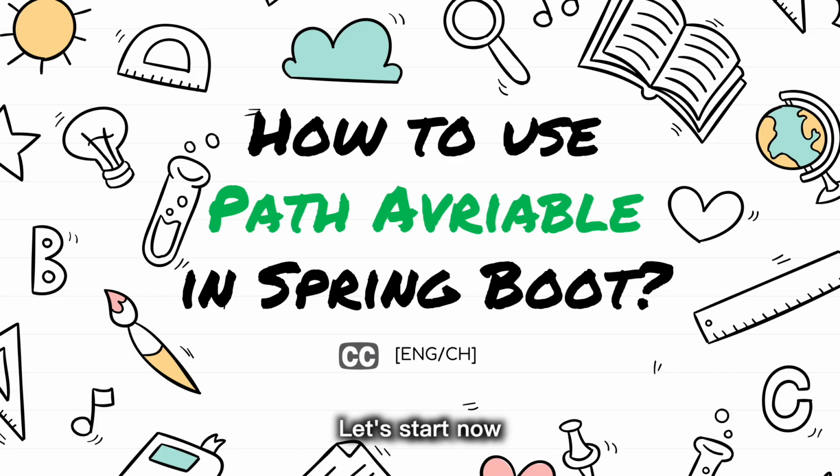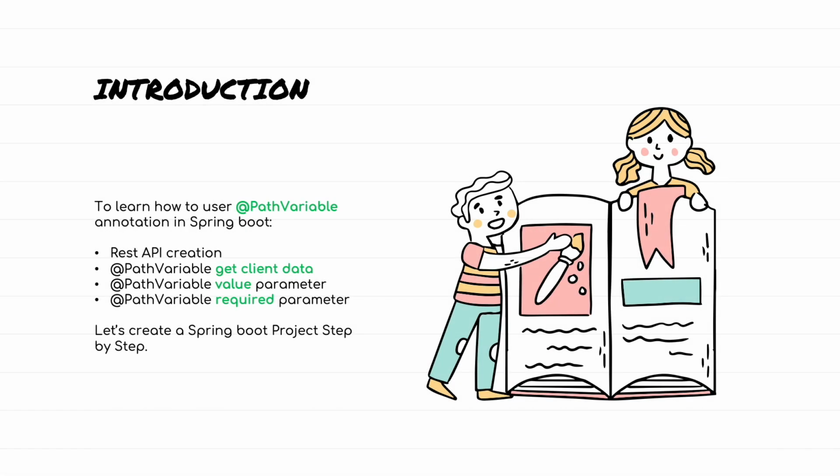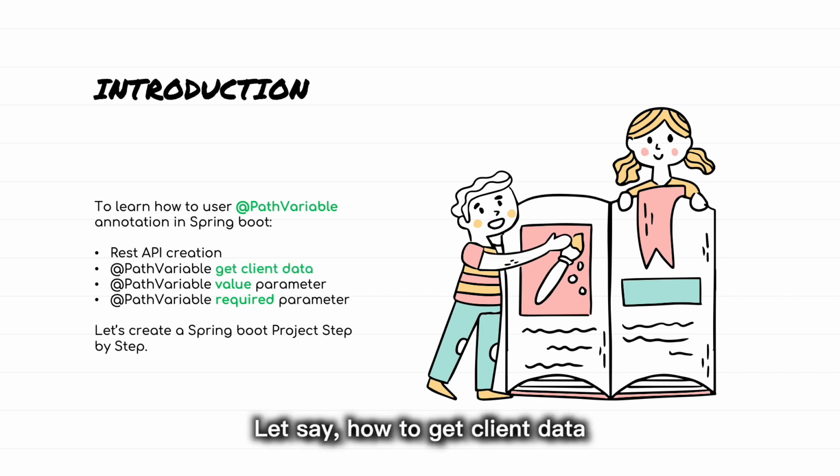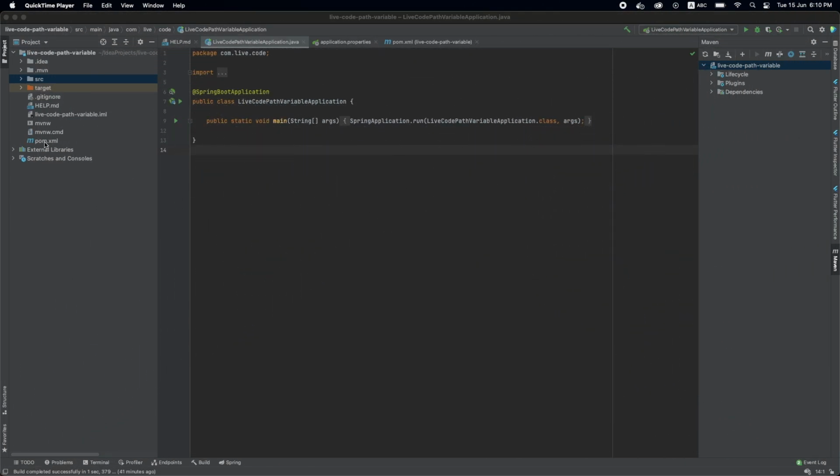Let's start now. In this video, we will talk about path variable annotation. Let's say, how to get client data. How to map the variable between URL link and Java program.